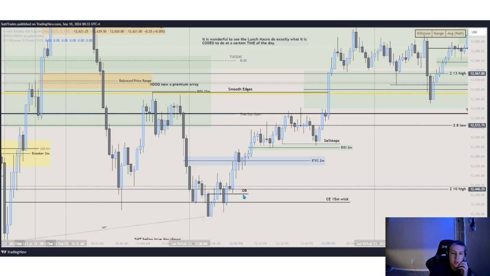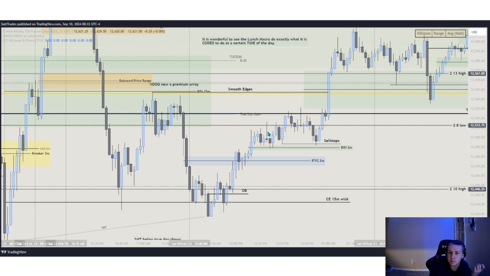And here is the lunch hour. Who's been profitable right now? Shorts have. So we're going to reprice to buy side liquidity. We have smooth edges formed right here. After taking sell side, we have a change in state of delivery within that 1:30 hour. We could probably reasonably expect to see some form of retracement into this during that lunch hour. And it's just beautiful to see the lunch macro do exactly what it's coded to do at a certain time of the day.